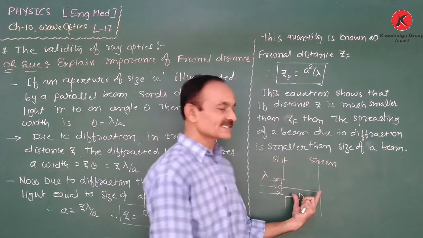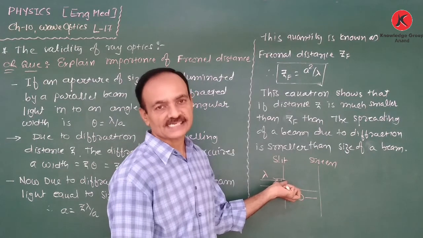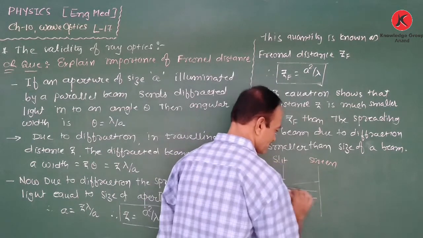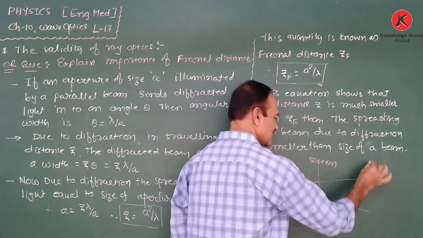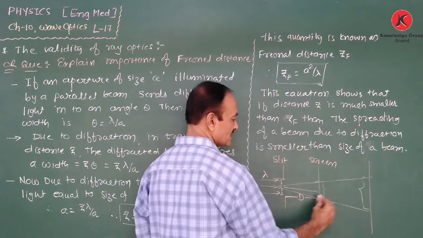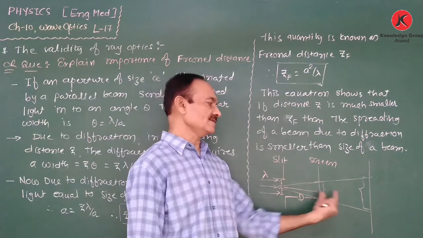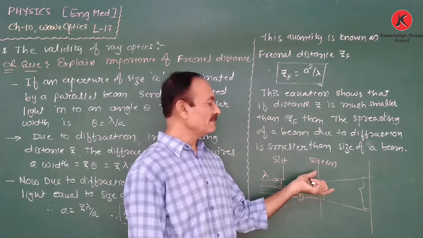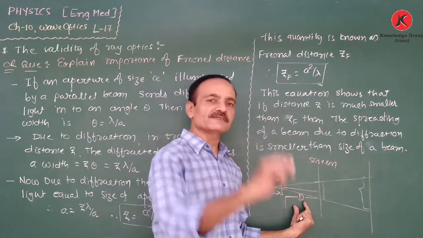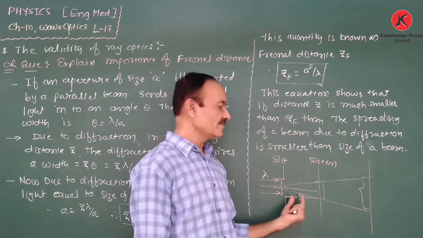What happens? If the distance is small, the spreading of the diffracted beam of light is less. If we keep the screen at a large distance, the spreading is more, like this. If the screen is here, the spreading of the central maxima is this, and here the spreading of the central maxima is this. So the spreading of the interference fringes obtained on the screen depends on the distance between the slit and screen.